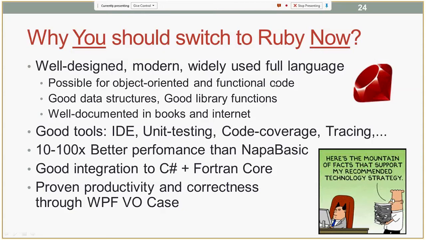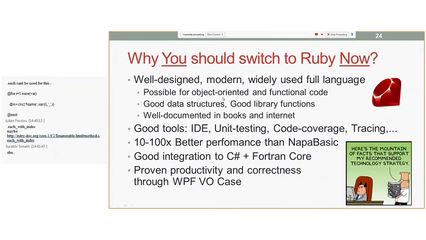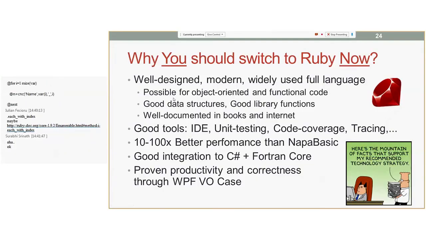Ruby is a well-designed, modern, widely used full language, unlike NapaBasic. Possibility for object-oriented and functional code, unlike NapaBasic. Good data structures, good library functions. If you go and look at our NapaBasic, both widgets and macros, just the lack of good data structures leads to horrendous code, where people are dealing with individual items because string, double, integer array, this is all you have, and that is not good for everything.